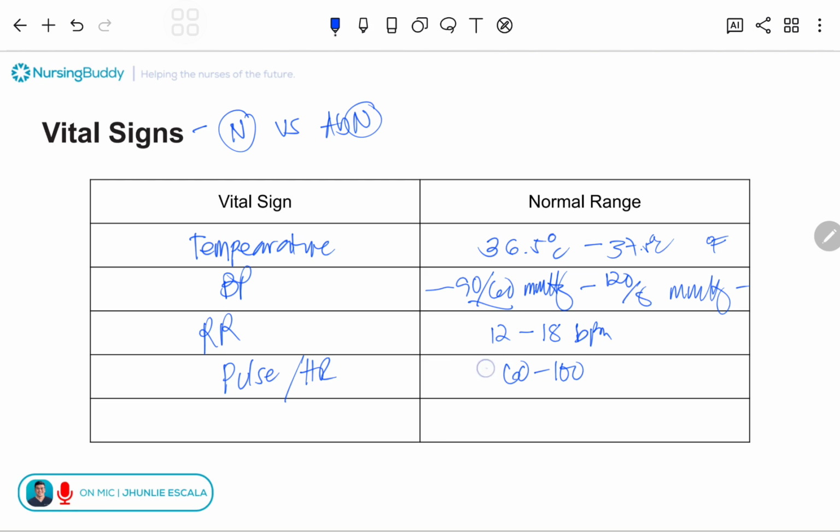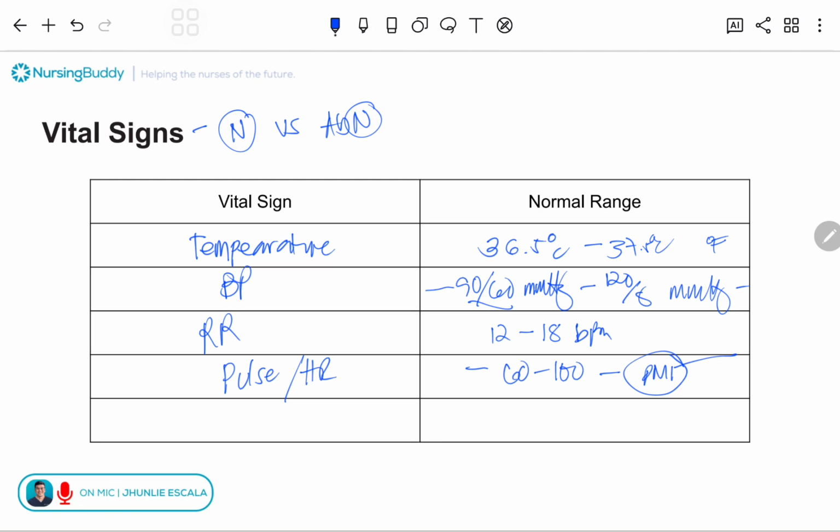It's 120. When it goes lower, we call it bradycardia. When it goes higher, we call that tachycardia. Okay? Now, I want you to know that there is a big word in the Philippine Nurse Licensure Examination, PMI.